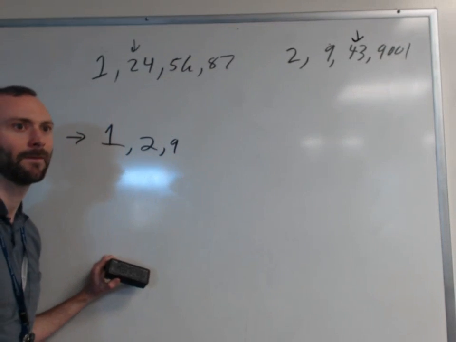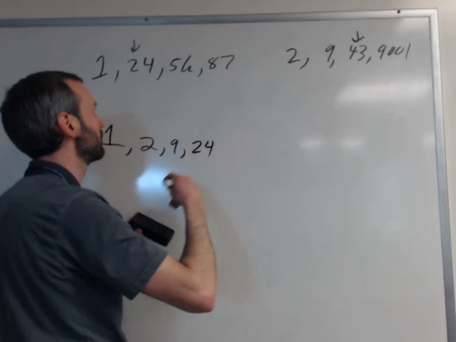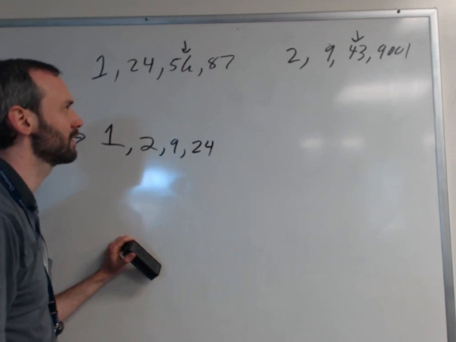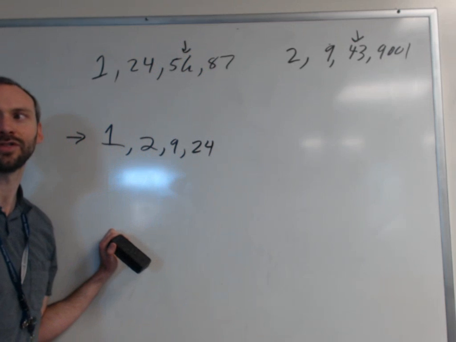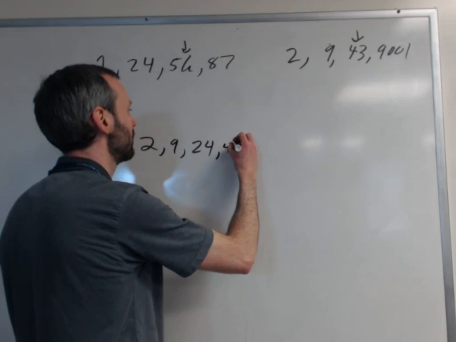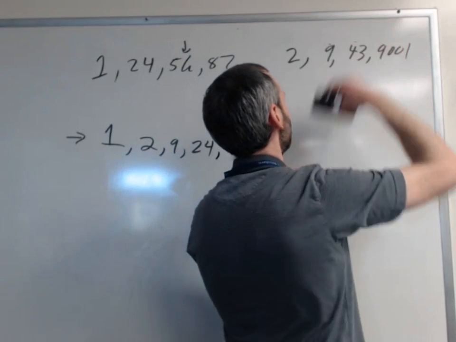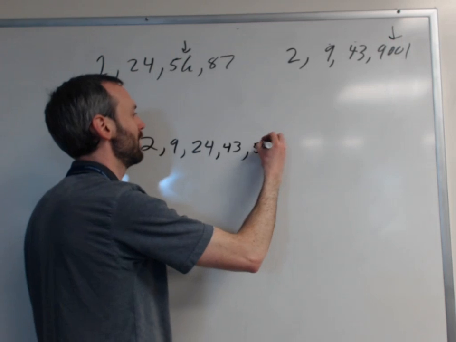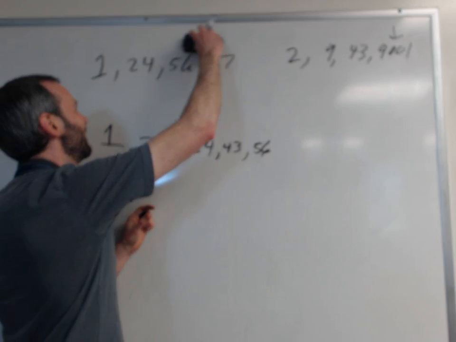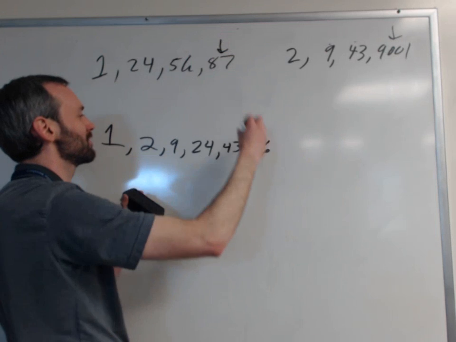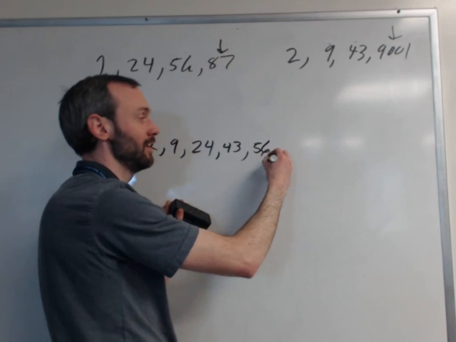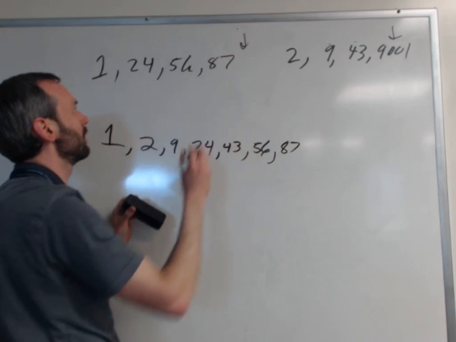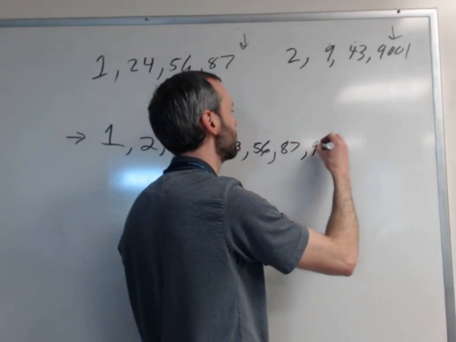Is 24 less than 43? So he's going to go next. Is 56 less than 43? No, so who goes next? 43. All right. Is 56 less than 9001? Yeah. Is 87 less than 9001? Yes. And now that this list is past its length, you just add everything else from the other list.